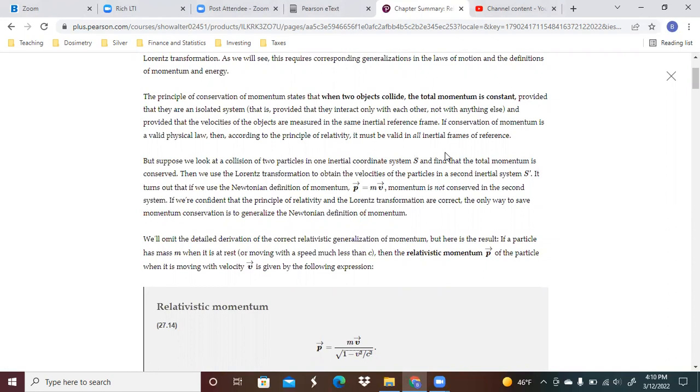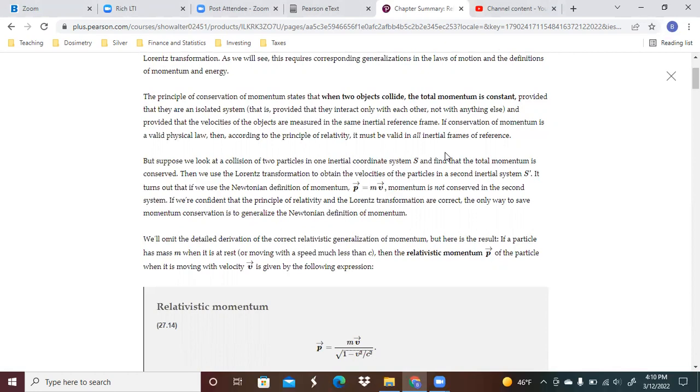So if conservation of momentum is a valid physical law, then according to the principle of relativity, it must be valid in all inertial reference frames. But suppose we look at a collision of two particles in one inertial coordinate system and find that the total momentum is conserved. Then we use the Lorentz transformation to obtain the velocities of the particles in the second inertial reference frame. It turns out that if we use the Newtonian definition of momentum, momentum is not conserved.